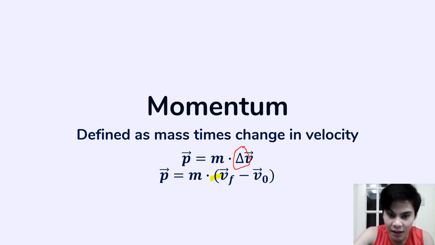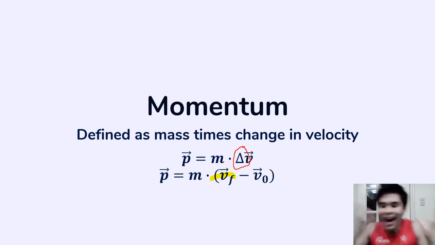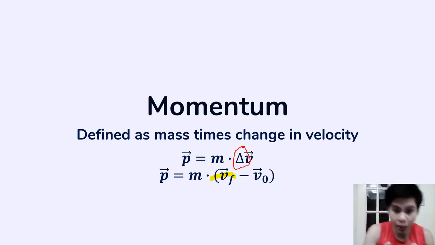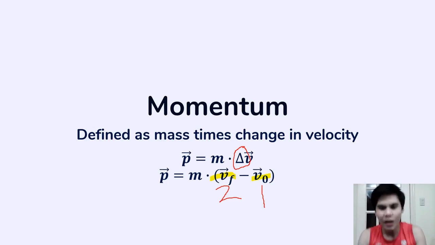When we say final velocity, this V_f, we're looking at the velocity that comes after speeding up or slowing down. When we say V_o or V initial, the initial velocity, this is the velocity that your object starts at. When you get the difference between them, you get your delta V, or your change in velocity. If you measure how much your velocity is changing and multiply it by the amount of mass, you get momentum.